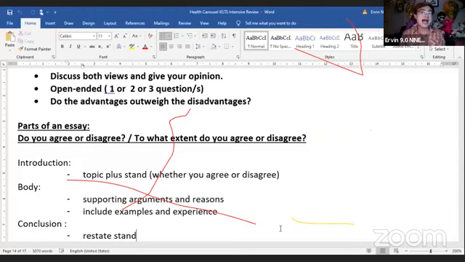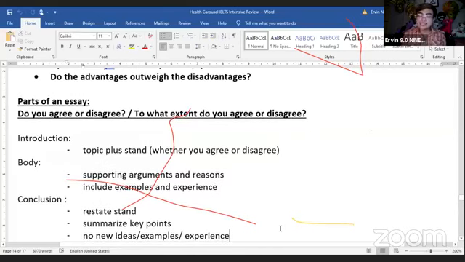Okay? Now, in the body, I suggest that you remember the acronym ARE. How do we spell the linking verb are? A-R-E, right? A stands for arguments, R, reasons, and E, examples or experience. Later, when we go to the model essay, we're going to look at how Brian wrote his arguments, his reasons, and his examples.